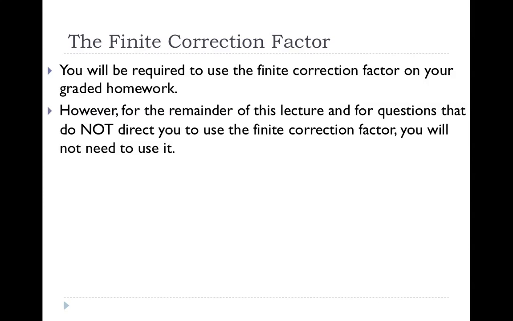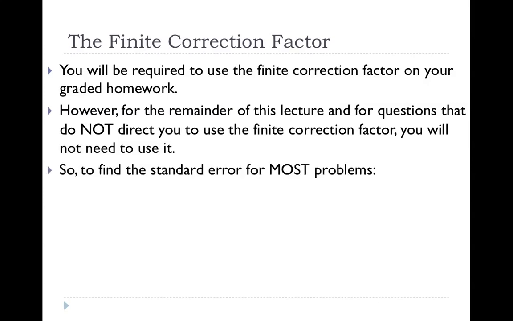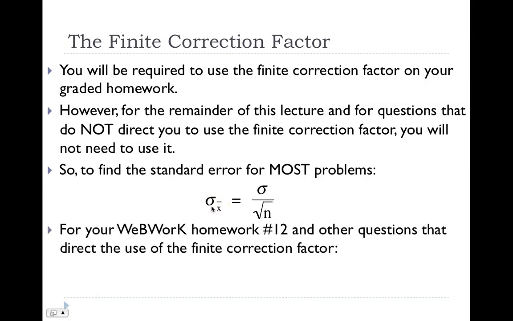The formula for the standard error is simply sigma divided by the square root of n, and that will be it. To find the standard error for most problems, use sigma divided by the square root of n, and the standard error is denoted by sigma subscript x bar. For WebWork homework 12, you're going to need to apply the finite correction factor. There are very few problems from the textbook that require this, but if you're doing it for practice, just take note of the need for the finite correction factor when the problem calls for it.